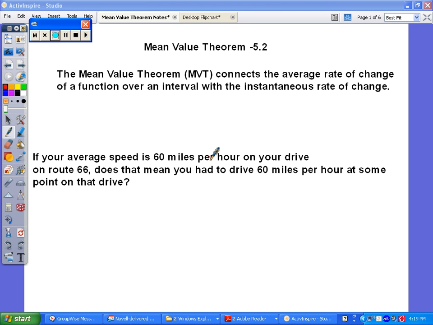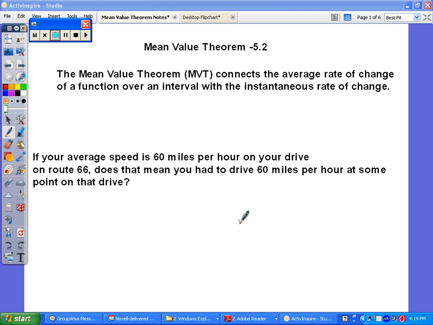Today we're going to learn about the mean value theorem. The mean value theorem is a theorem that connects the average rate of change over a certain interval with the instantaneous rate of change. And we use this theorem often in real life. An example of it is looking at average speed.